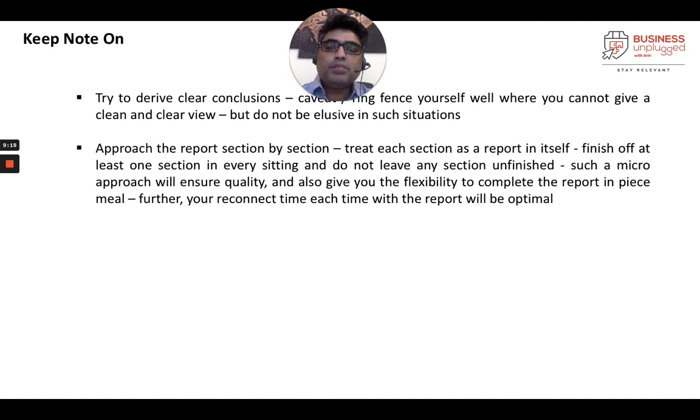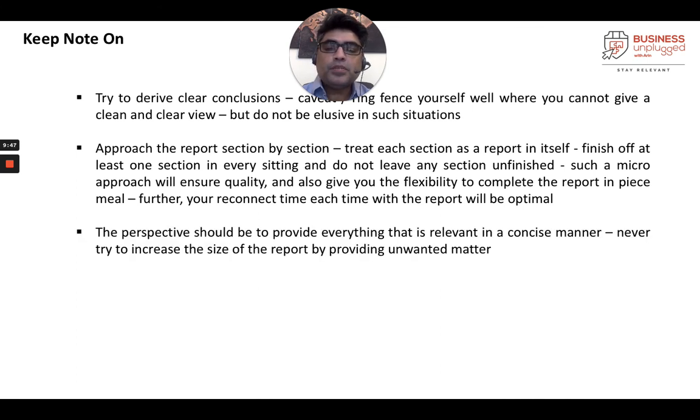Also approach the report section by section. Treat each section as a report in itself. Finish off at least one section in every sitting and do not leave any section unfinished. Such a micro approach will ensure quality and also give you the flexibility to complete the report in piecemeal. Further, you reconnect each time with the report will be optimal, right? So this is the approach you should really follow when you are sitting across for writing the report.